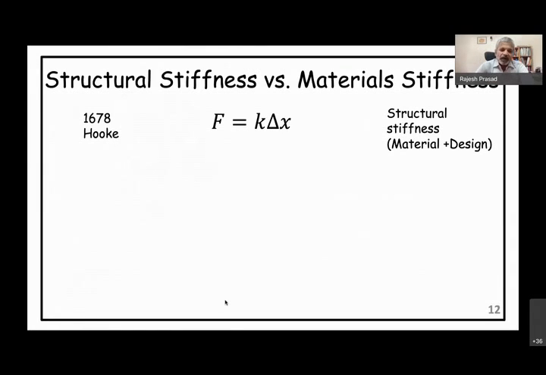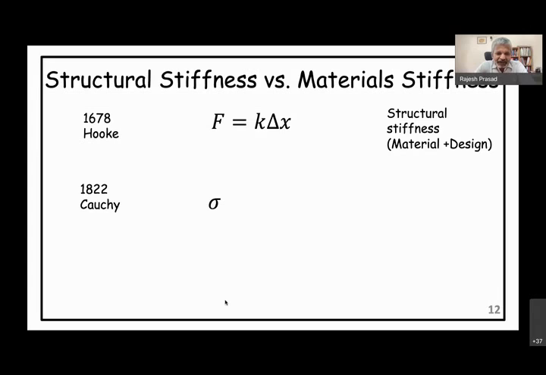Now, this is how Hooke presented his law: F equals K delta X. Of course, probably he didn't even have the algebra or mathematics of this kind. So he presented it as "as is the tension, so is the extension". So F is proportional to delta X. Now we can write it like this. So this is Robert Hooke's law. Of course, in modern terminology this is presented differently, because the K of Hooke is both material and design dependent structural stiffness. It's not a material stiffness.